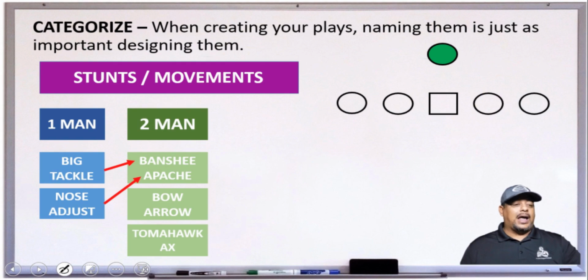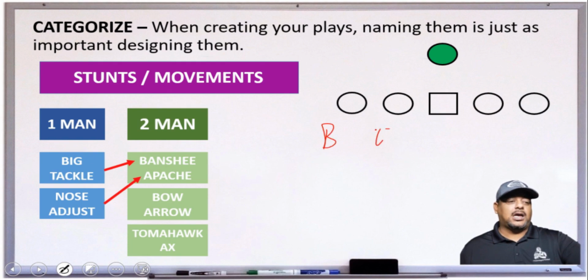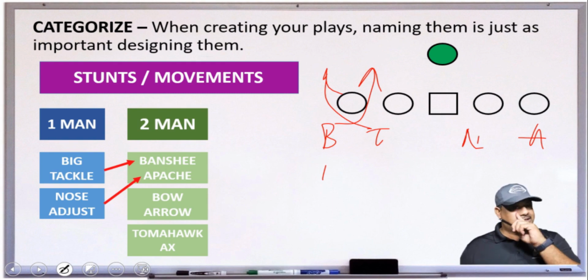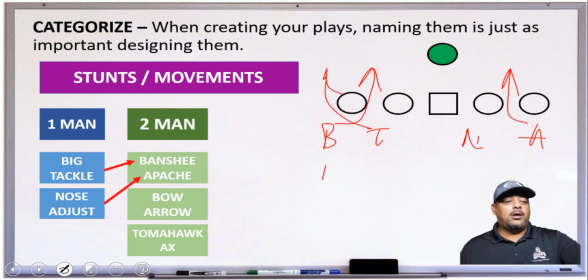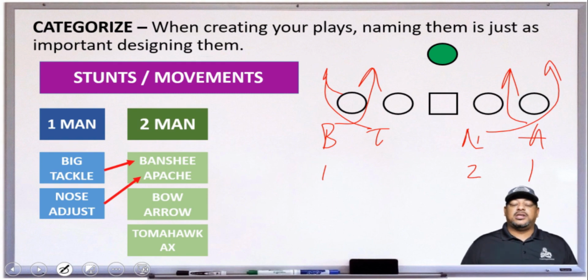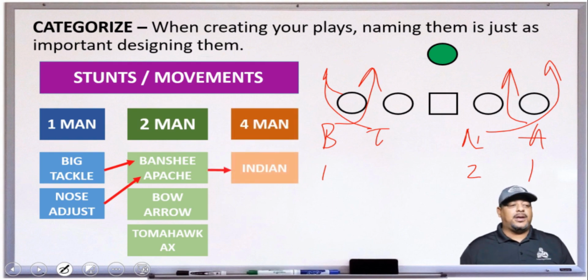If I want to go to outside twist, all right, we call it tomahawk and axe. Again, tomahawk because it deals with the three technique. Axe, it deals with the adjuster. All right? So now on Banshee, my big end goes first. My three technique comes around to the C gap. On here, my adjuster goes first and my nose wraps around to the C gap. Very simple. How do we now get all four of those guys to do that in our four-man stunts?